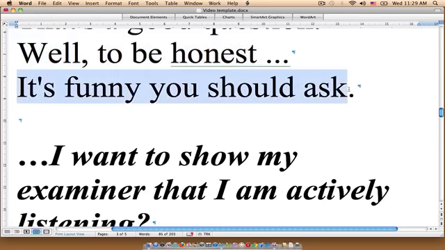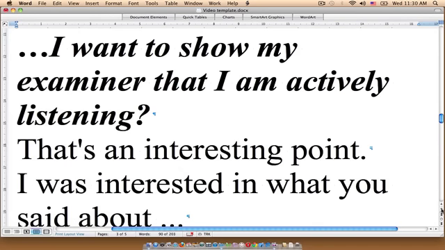An important part of the speaking portion of the IELTS examination is to show that you are engaged in the conversation. It's not really just you sitting there, the examiner asks you a question, you respond, and then you wait. The examiner asks you another question, you respond, and you wait. No, that's not what you want to do. You want to be engaged.